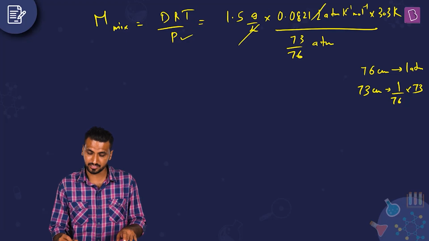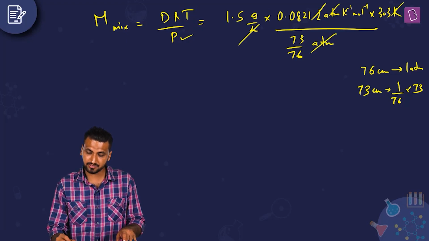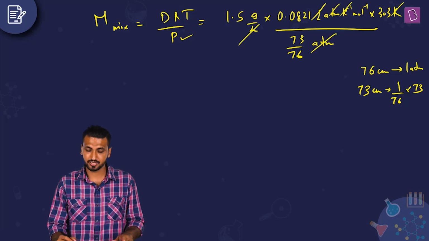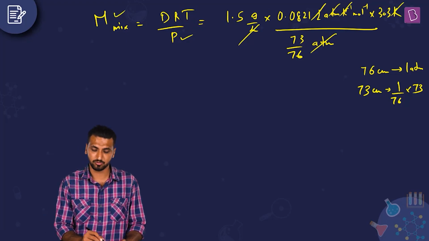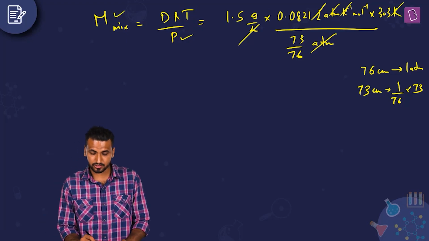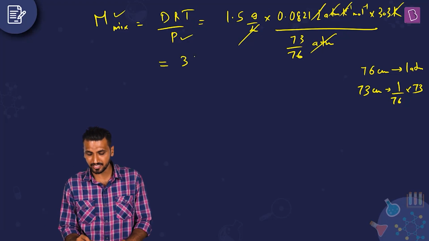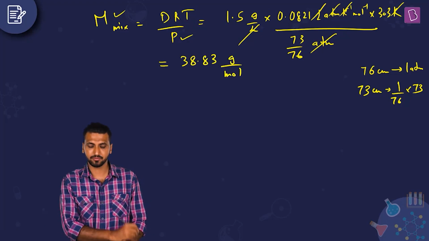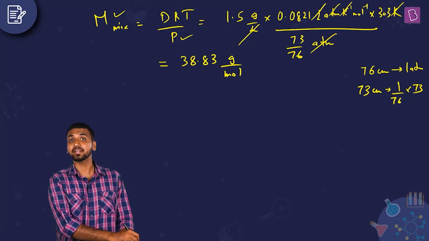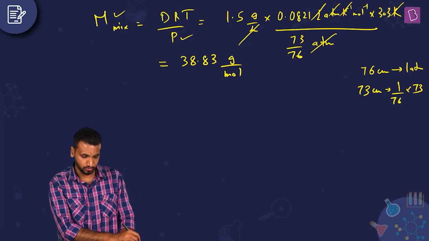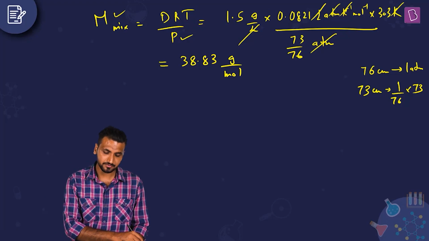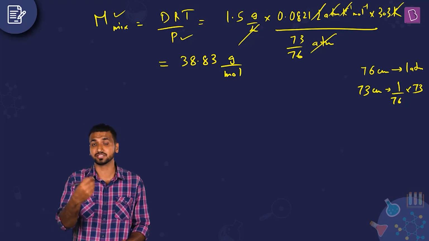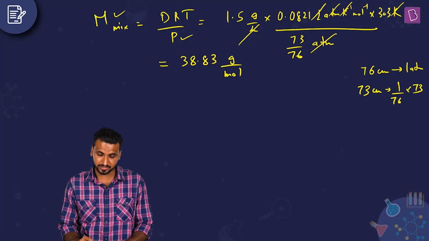Liter cancels with liter, atm with atm, Kelvin with Kelvin, I am left with gram per mole. That's the unit of molar mass. So if I just solve this, it is going to be 38.83 gram per mole. Right? That's the molar mass of the mixture. Cool. What I need to calculate is the mole percentage for CO and CO2.